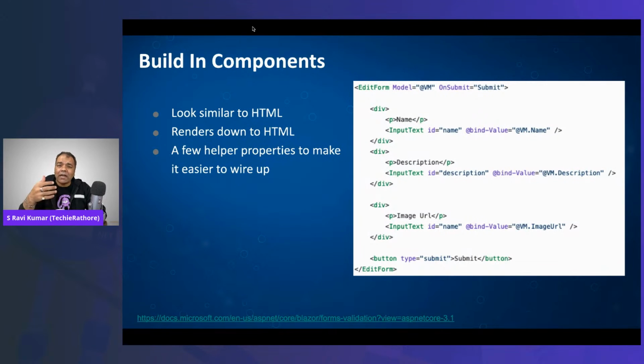Built-in components. As I said, Blazor is based on a component-based architecture. So we can use some built-in components in Blazor, like EditForm, InputText, and buttons. These built-in components are automatically transformed into HTML, and they will use the CSS which is defined in your website directly. So it is rendered down to HTML, and it has many helper properties which help you write the code in a better way.